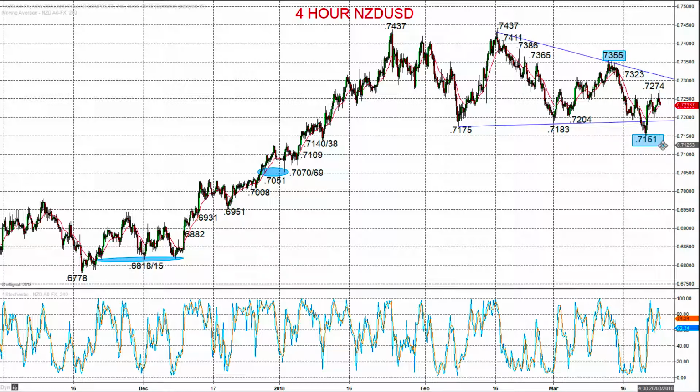We certainly see more of a range theme between 71.51 and 73.55, but our bias is for a pushback lower in here, and a break below 71.51 would then confirm the double top pattern and see deeper correction risk also for the New Zealand dollar as we move forward through late March into April.